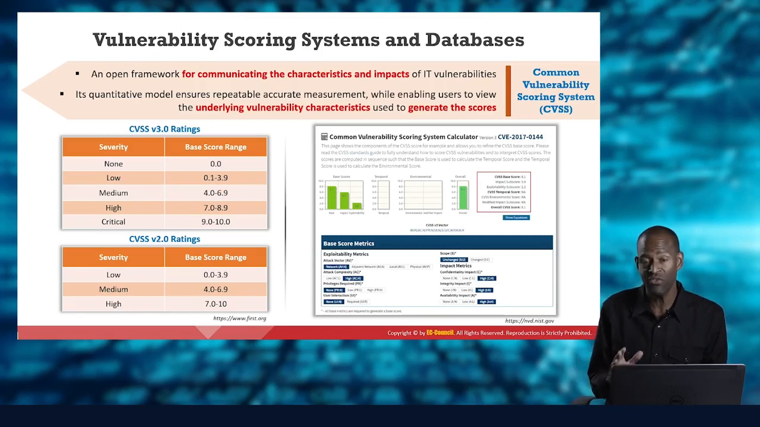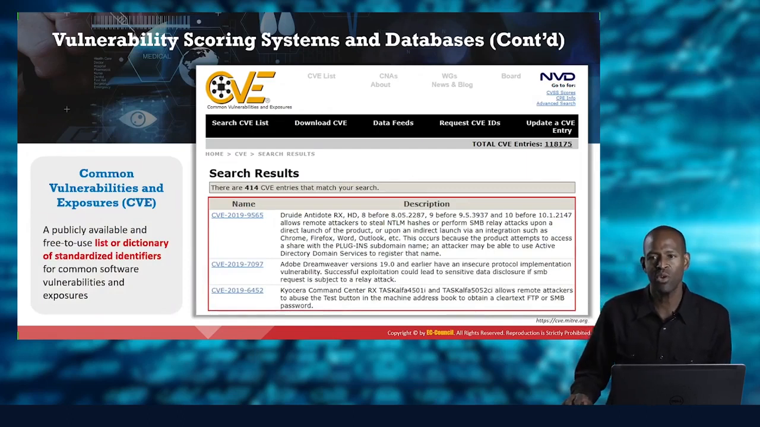And there are many different vulnerability databases. One of these is CVE, the Common Vulnerabilities and Exposures database from NVD. And these are just some listings of the CVEs. This one says Adobe Dreamweaver version 19.0 and earlier have an insecure protocol implementation vulnerability. Successful exploitation could lead to sensitive data exposure if an SMB request is subject to a relay attack.